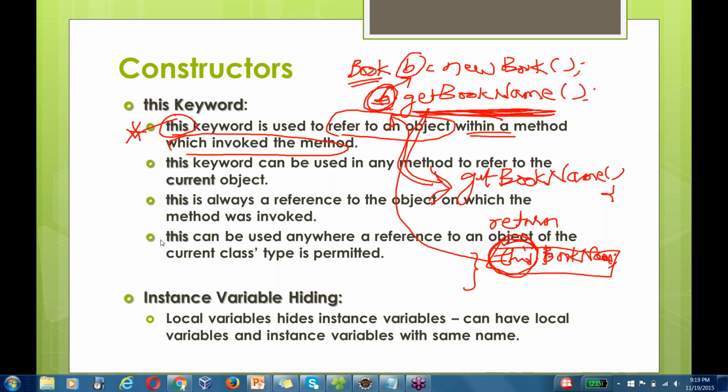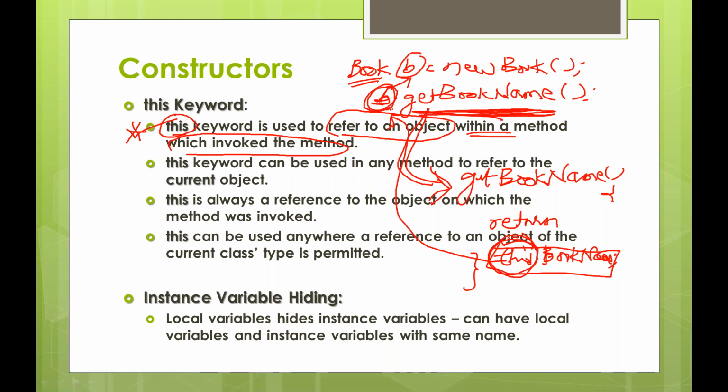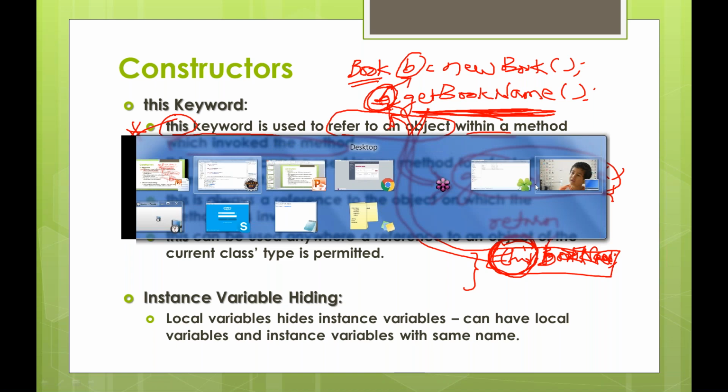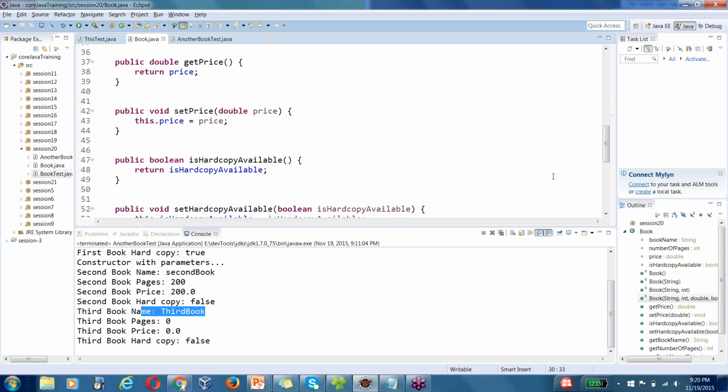The method. In this method, the get book name, here I'm returning this dot book name. Okay, this dot book name. Here this refers to this object, on which I am invoking this method. Let me try to explain with this one.